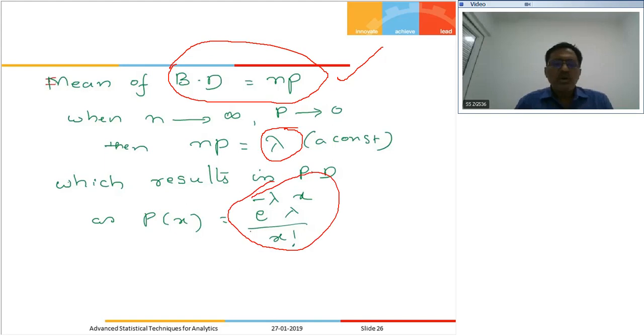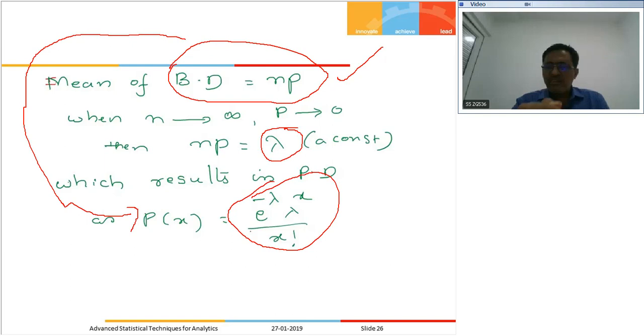That means Poisson distribution is an approximation of binomial distribution. It is the one which is derived from the binomial distribution with the conditions n tends to infinity and p tends to 0. Just try to remember this. We say it follows Poisson distribution when n is very large and p is very small.